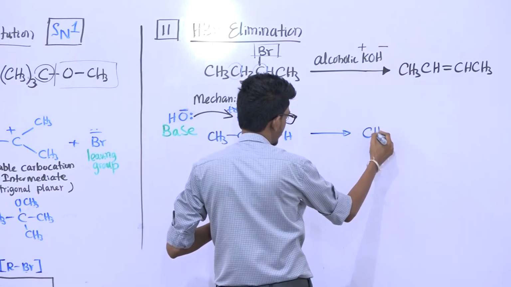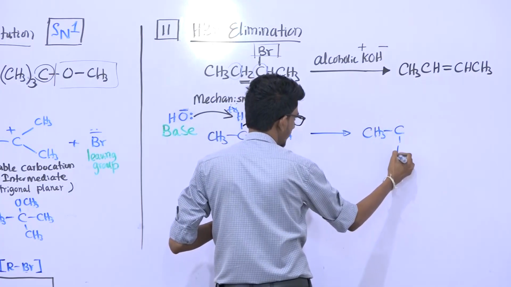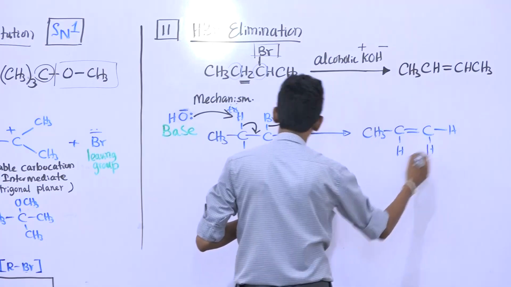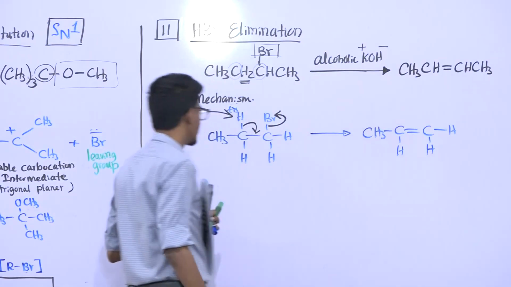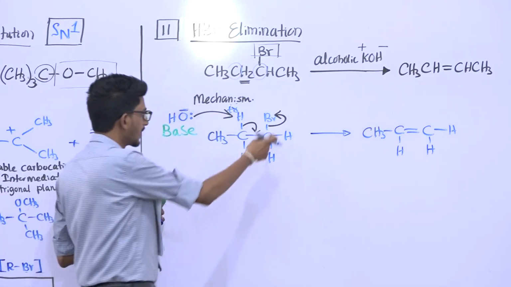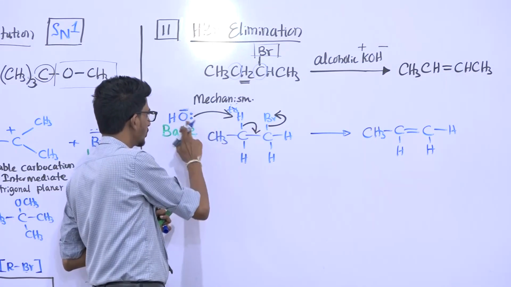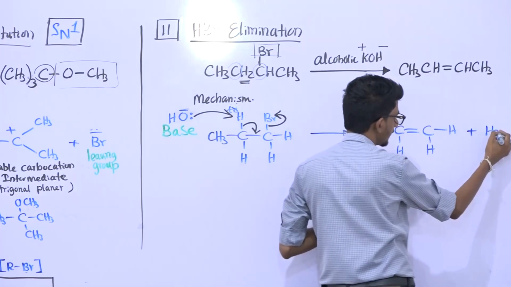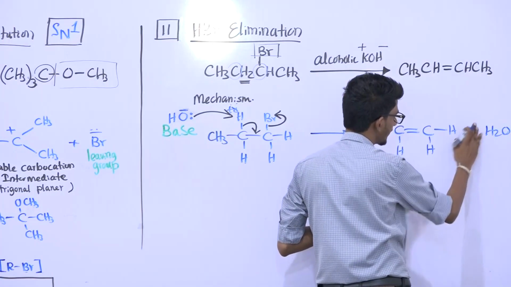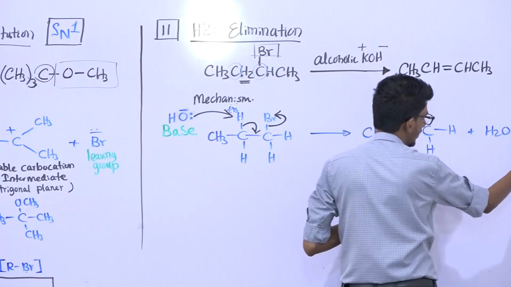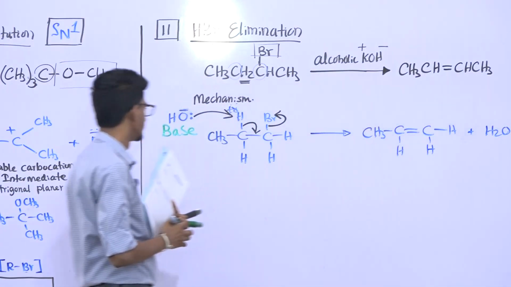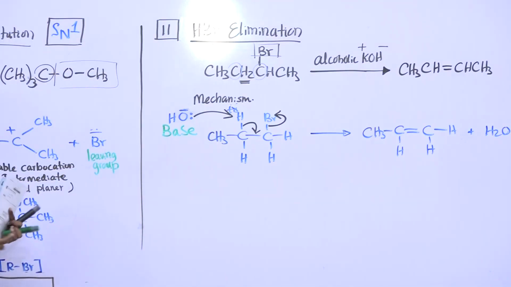So you will come up with the alkene. CH3 is there, CH double bond C. And what are the species which leave here? Br minus will leave. This OH minus connects with this hydrogen to produce H2O, and that Br minus will leave. This is how things happen. So this is the reaction mechanism.